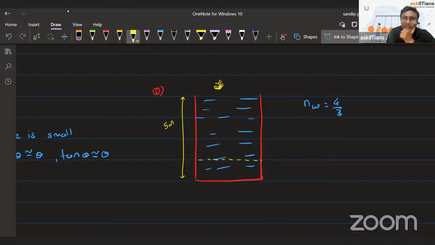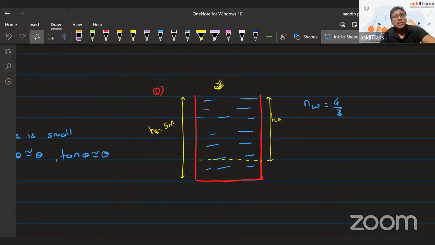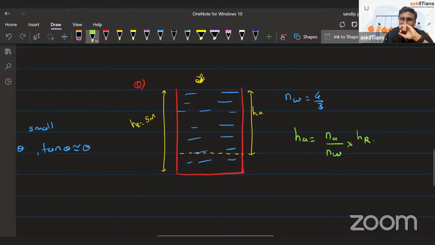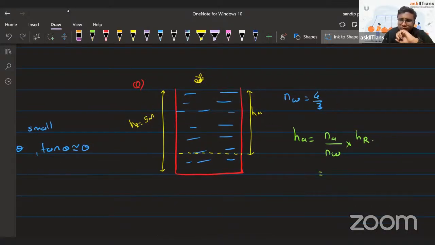So that height will come here. We can say that is the apparent depth in this case. So this will be your apparent depth HA, and this will be your HR. We already know the formula. HA is equal to what? HA is equal to NA upon NW into HR. Shall we do the quick calculation? Fast. Give me the answer.